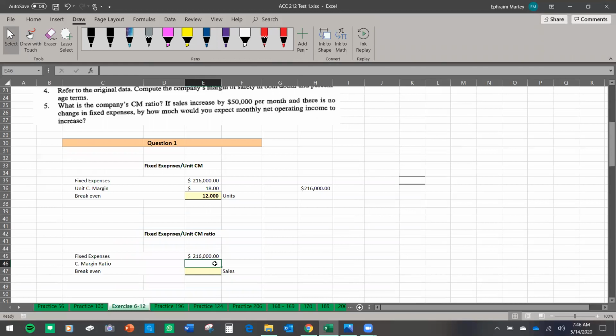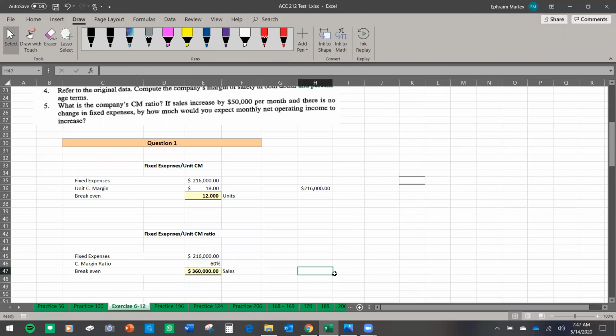So to find the rate, we would need to find 18 divided by 30, and that gives us 60%. Now we're going to divide 216 by 60%. That gives us 360,000. Okay. So we need to sell 360,000 in sales dollars, okay?